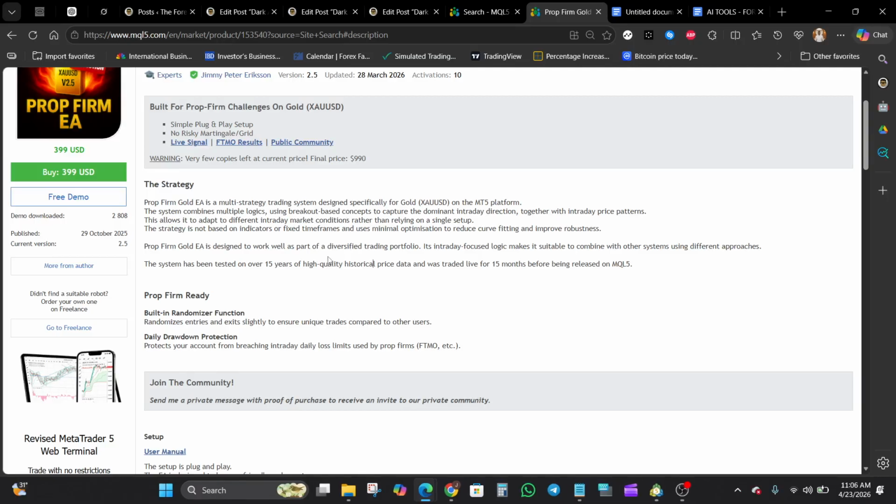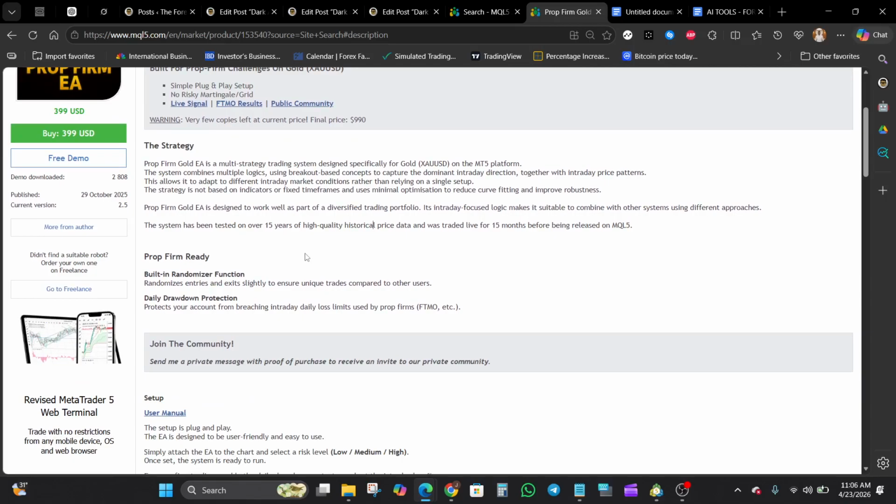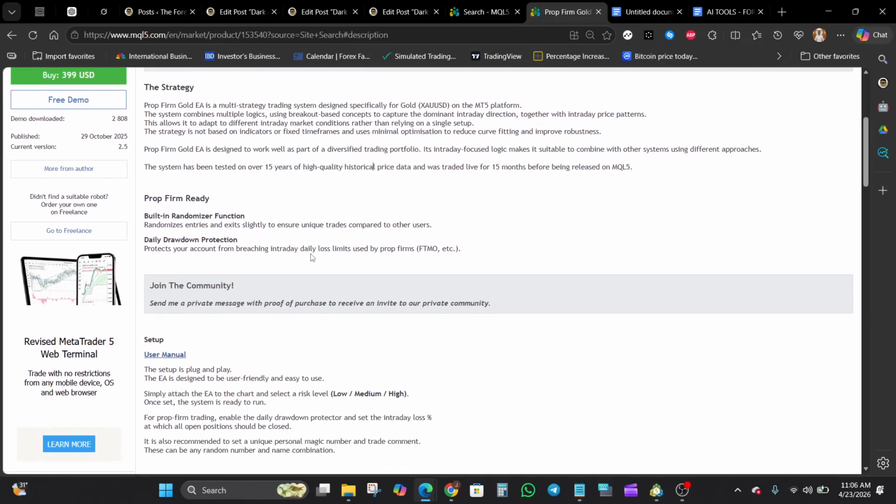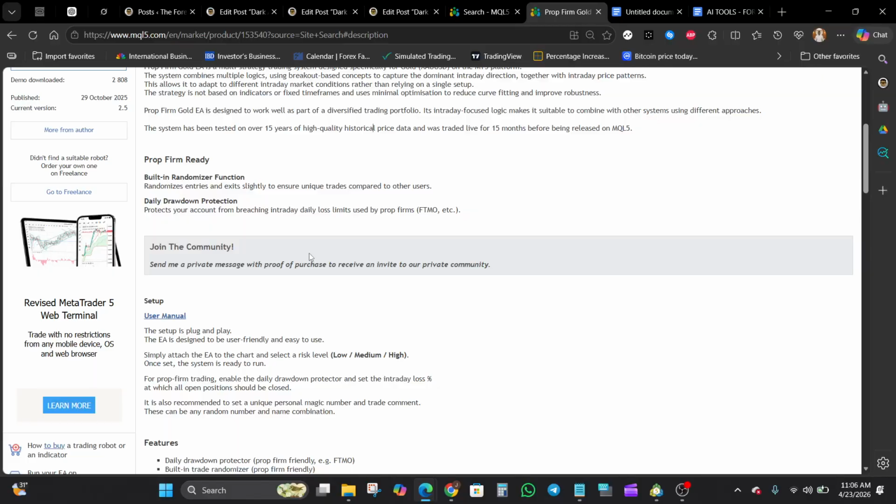Another key point is that it is marketed as plug and play, meaning that you can attach it to your chart, choose a risk level, and it's ready to run. That's quite different from some of the other EAs we've looked at that require heavy optimization.